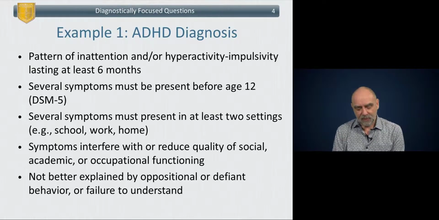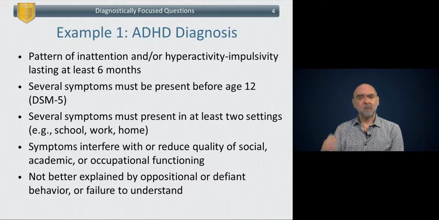All right, so let's start with example 1. I have 4 different examples. Example 1, let's look at ADHD. It's characterized diagnostically by a pattern of inattention and/or hyperactivity-impulsivity lasting at least 6 months. Okay, 6 months, I want to note that. Several symptoms must be present before age 12. Okay, I want to note that. In DSM-4, that was 7 years, but we don't care about that anymore.